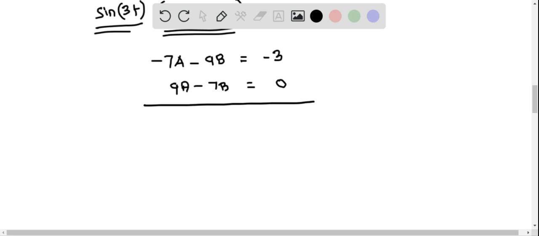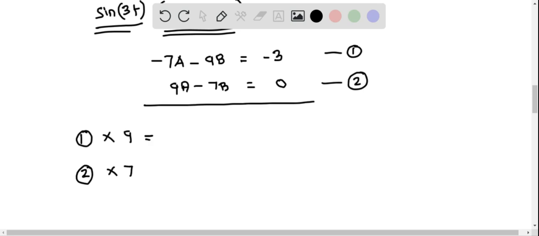So let's say this is equation 1, this is equation 2. I multiply the first equation by 9, and I take the second equation and multiply by 7. So 9 times negative 7 is negative 63a. Then 9 times negative 9 is negative 81b. And this equals 9 times negative 3, which is negative 27.